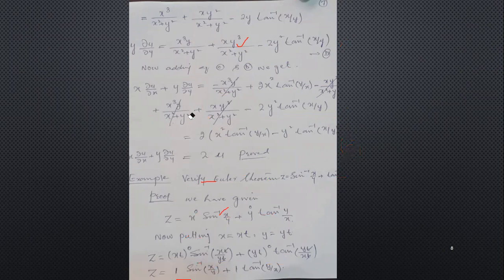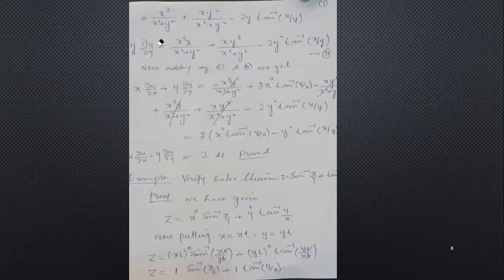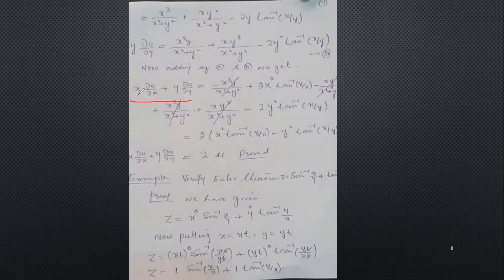Now equation number C and D, we add equation number C and D. So the rule of addition is the left side we add with the left hand side and the right hand side we add with the right hand side. So in the left hand side when we add, we get x into partial derivative of u with respect to x plus y into partial derivative of u with respect to y. But on the right side we get like this. These 6 terms we get on the right hand side after addition.